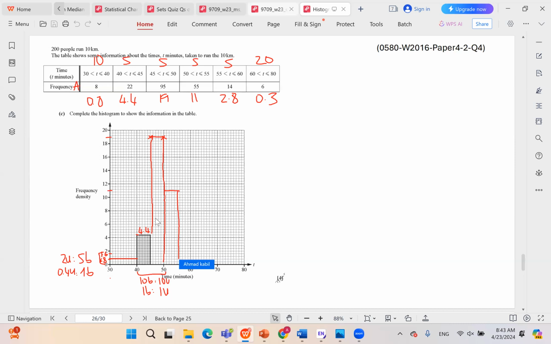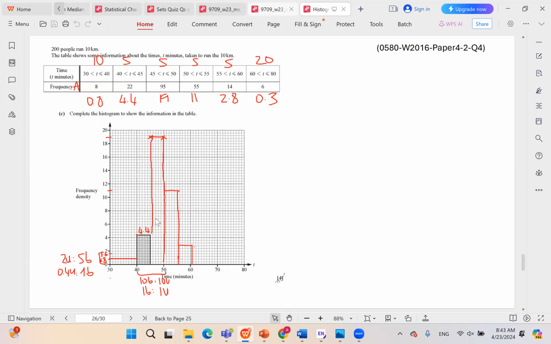Forgive me for the roughness of the drawing, because I'm unable to use a ruler, but in the exam, you have access to a ruler, so you should be able to draw it much more accurately than I do. And then from 55 to 60, we want to have a height of 2.8. So 2.8 would be 2 boxes above the 2, and this goes from 55 to 60. So there we go. From 55 to 60 is 2 boxes above the 2.